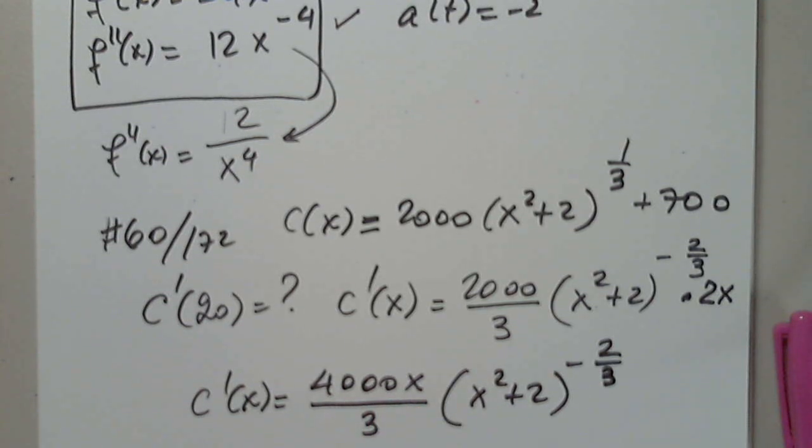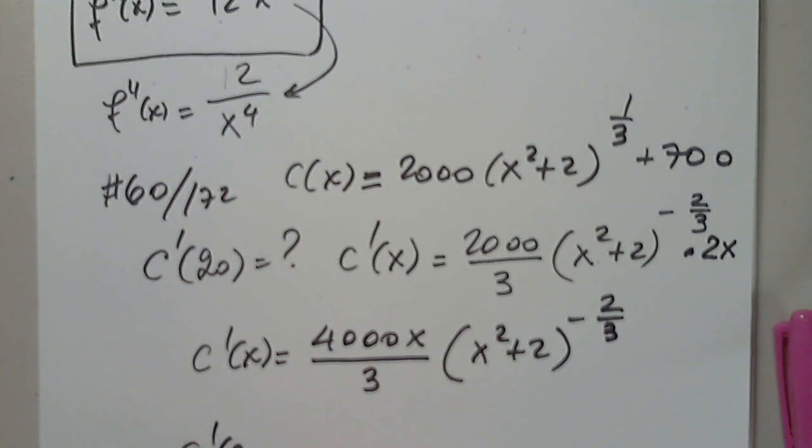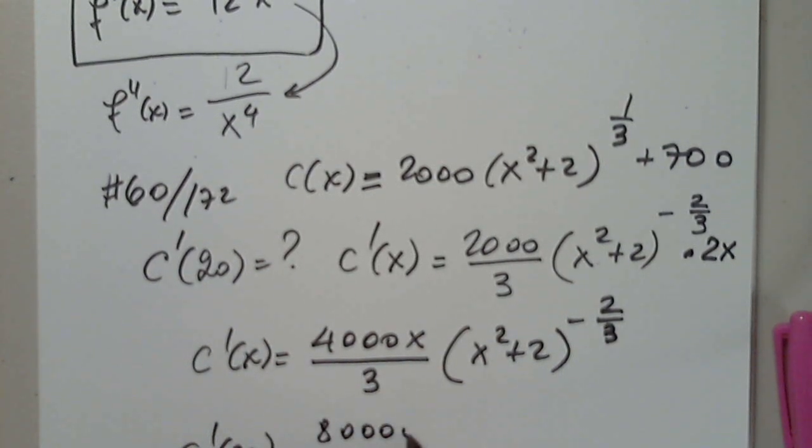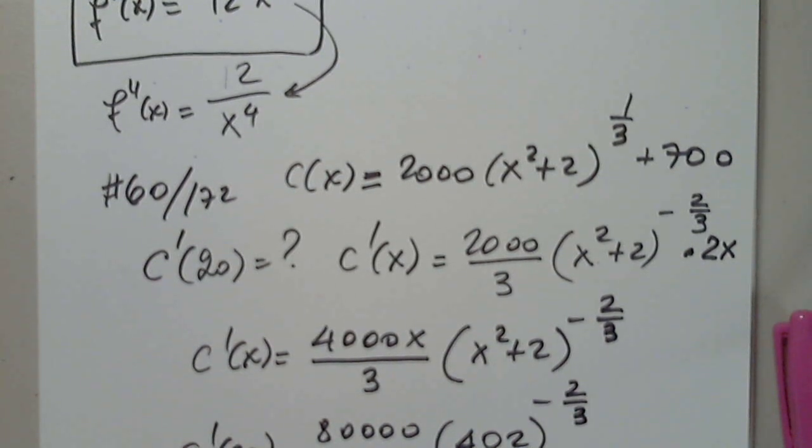No, that makes sense. So do I need to show what we get when we plug in 20, or is it okay? Yeah, that's okay. I ended up with 4,000x over 3, and then in parentheses x squared plus 2 to the 2/3, in the denominator. Yes, it's the same thing. Okay, just perfect. Carefully plug it in.